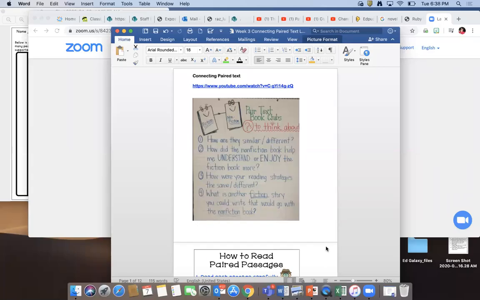Hello, boys and girls. Today we're going to be learning about paired text, or connecting paired text. It's when you have two passages about the same topic, but one is fiction and one is nonfiction. So let's look at the video to see what it actually looks like.